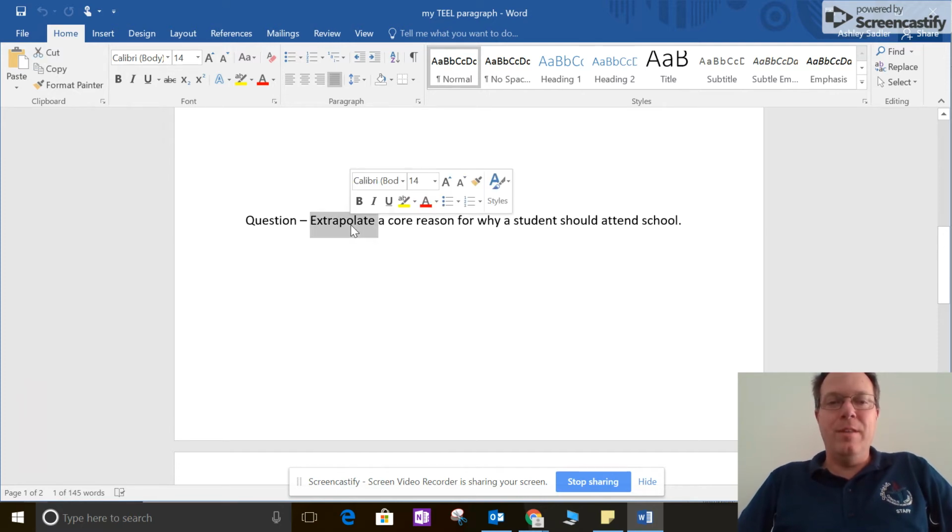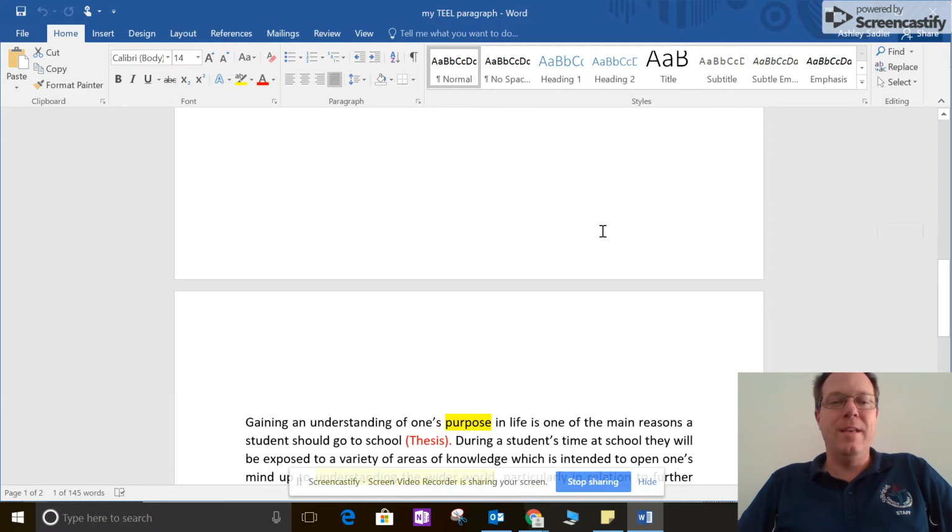Straight away here, we've got this big word, extrapolate. Every time we have a question, we should have a verb in it that explains what we've got to do. So extrapolate's one of our HSC verbs, so we're going to come across this word a lot over the next few years. Extrapolate means to draw something out. So what we have to draw out is a core or main reason for why a student should attend school. So think right now, what's the main reason for why you're here?